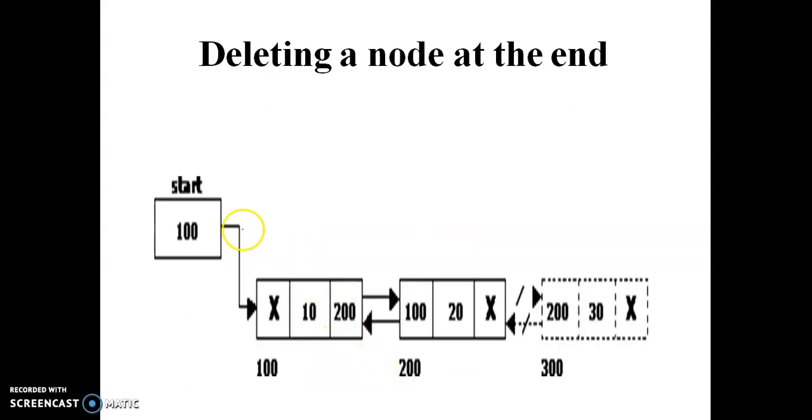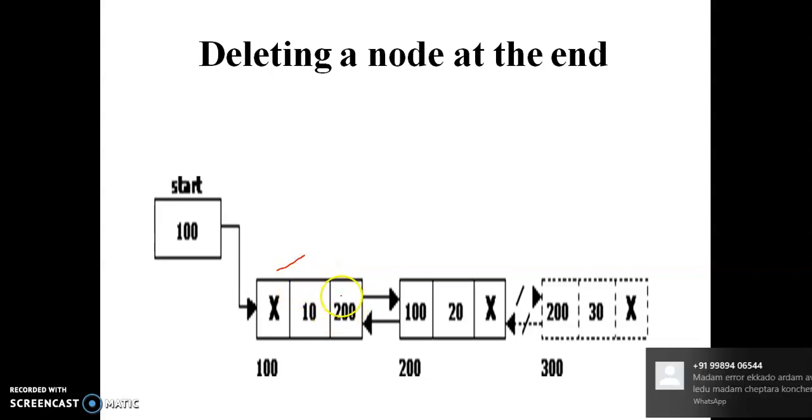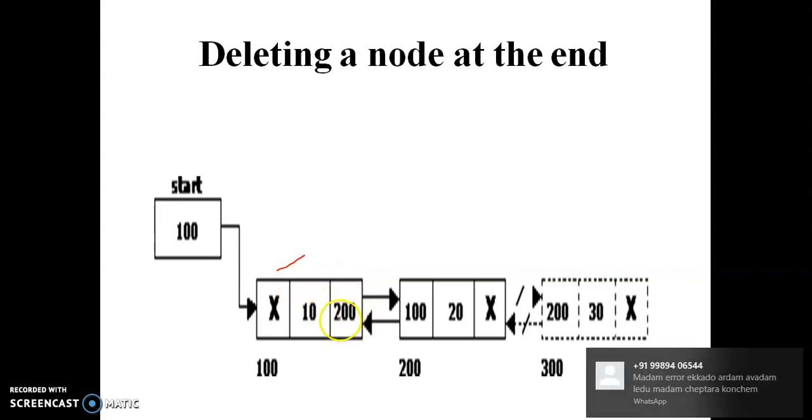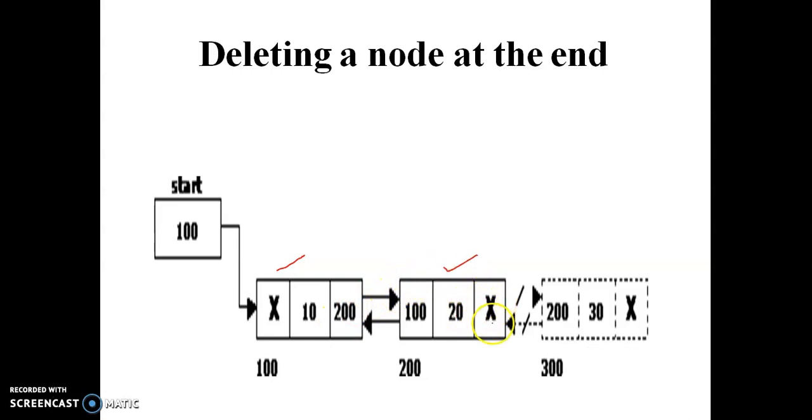Next, this is the starting node. 10 is the starting node. This right is not equal to null, so we are moving to the 20, and its right is also not equal to null, so we will move to the 30. Its right is null. So we'll stop here, and this is our temp node.